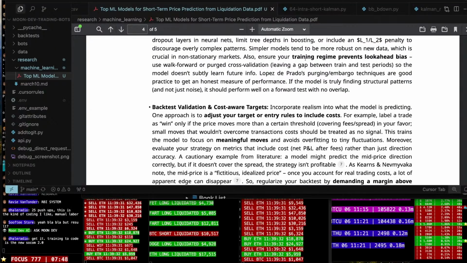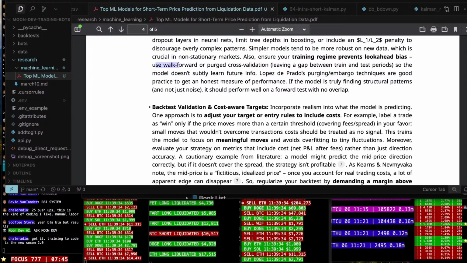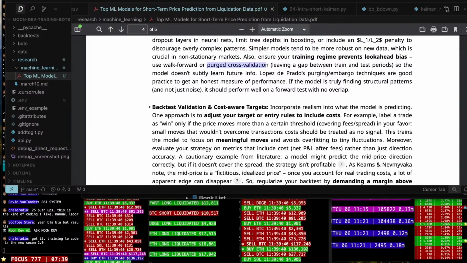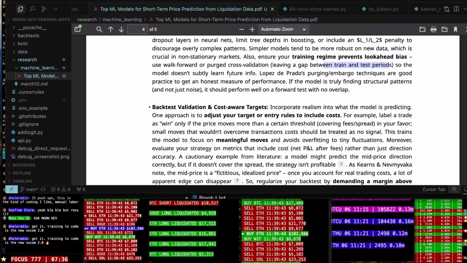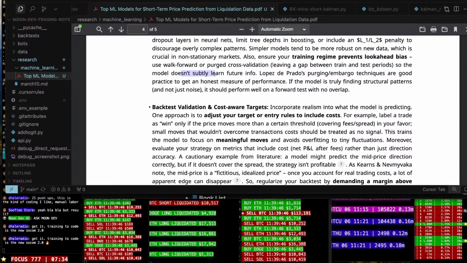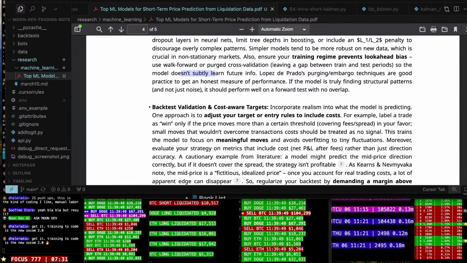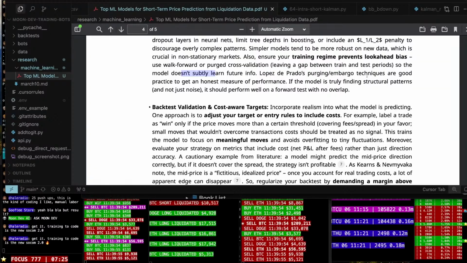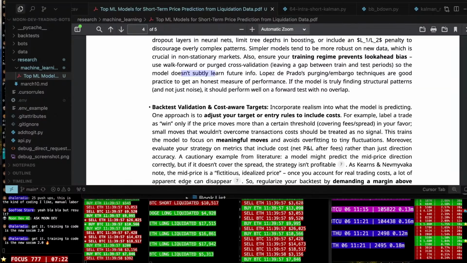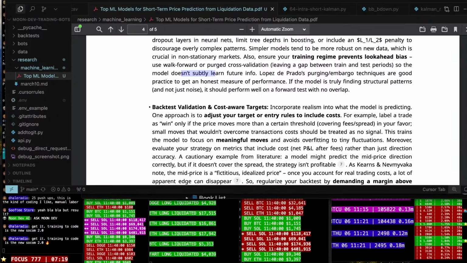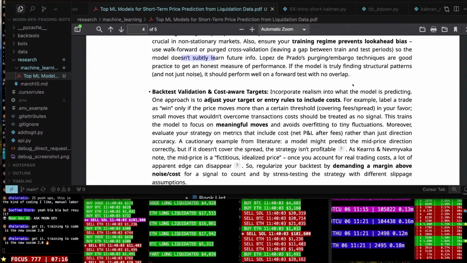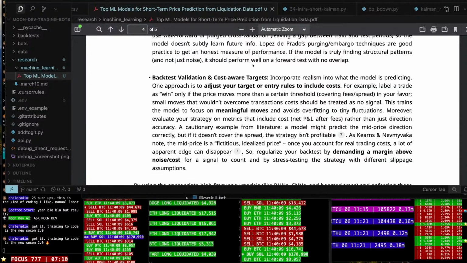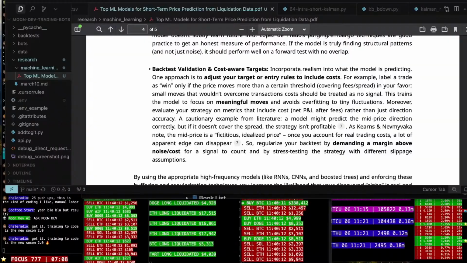Also ensure your training regime prevents look-ahead bias. Use walk-forward or purged cross-validation, leaving a gap between the train and test periods, so the model doesn't subtly learn future info. Lopez de Prado's purging and embargo techniques are good practice to get an honest measure of performance. If the model is truly finding structural patterns and not just noise, it should perform well on a forward test with no overlap.